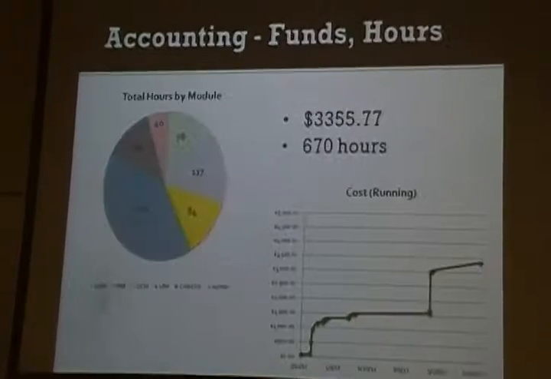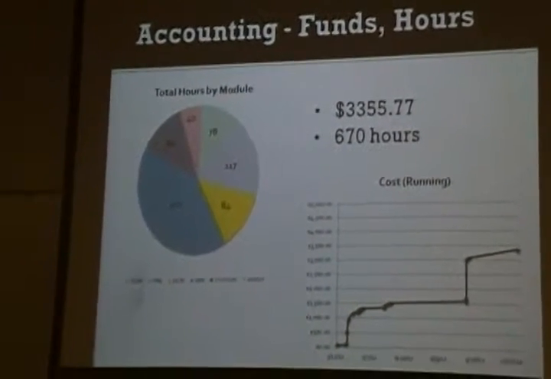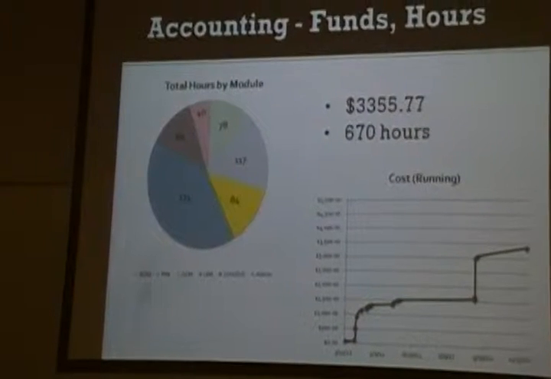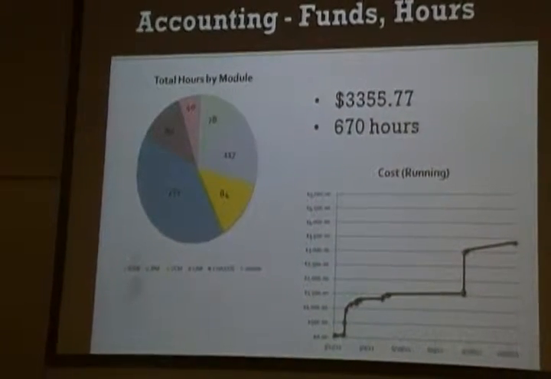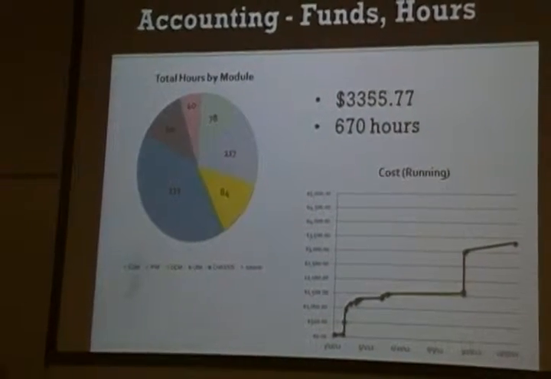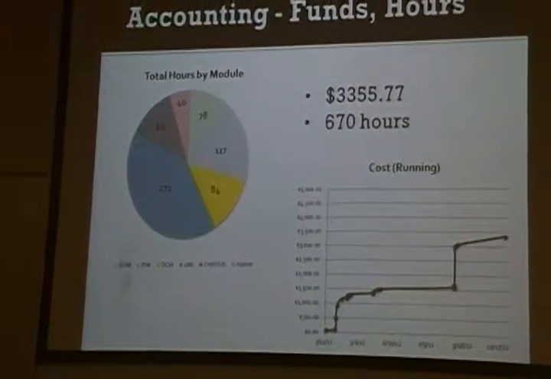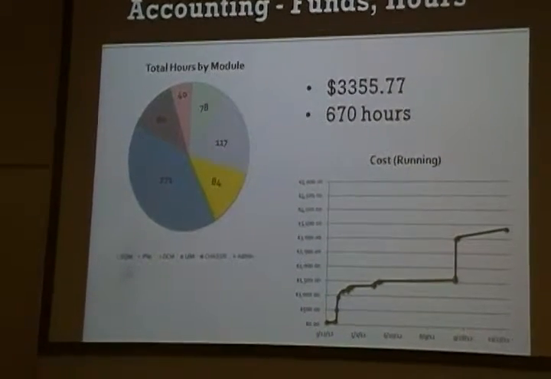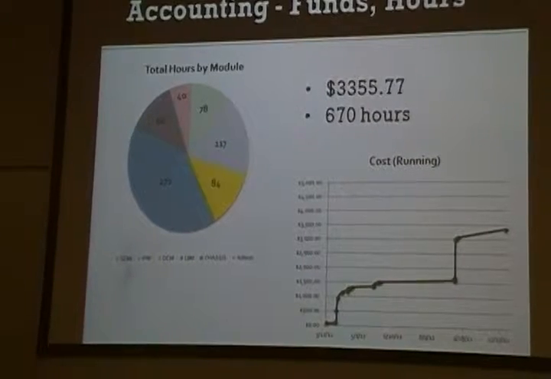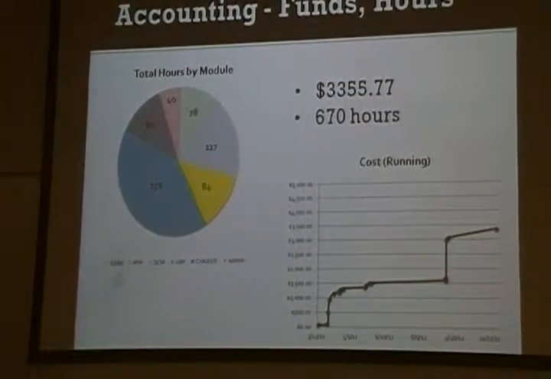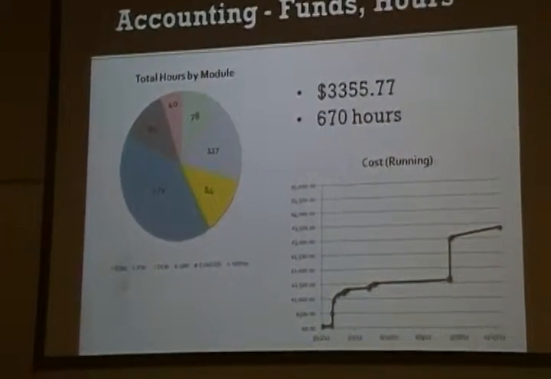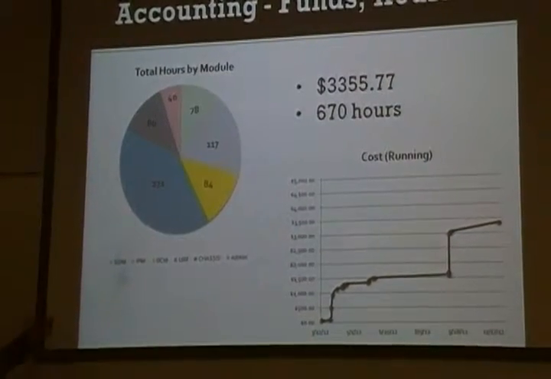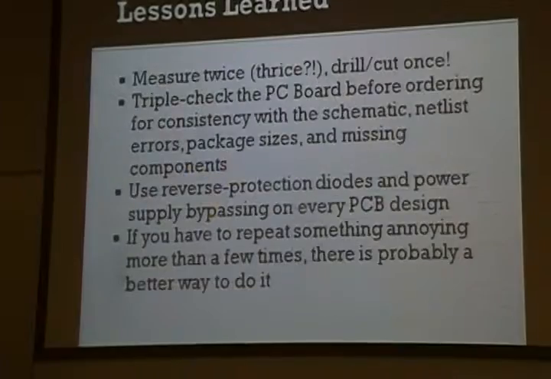So mission success. For accounting, we spent about $3,000. We spent $1,500 in the first semester on testing and pre-design, and in this semester, we spent about another $1,500 on building the circuits and putting it together. So that took about 670 hours, a lot of work done, and the pie graph shows our modules' time spent.